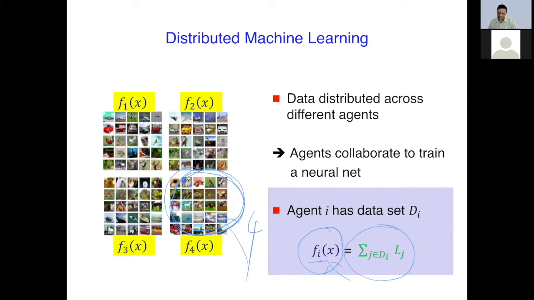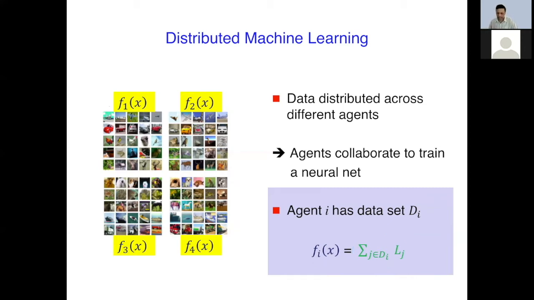It's just the summation of the loss over all the data items that are available to agent 4. Again, the data set on which I'm training is distributed, and agent number i has part of the data, and on this slide we're going to call the data set that agent i has D subscript i. And so the cost corresponding to agent i is just the summation of the loss over all the data items that are available locally to agent i.